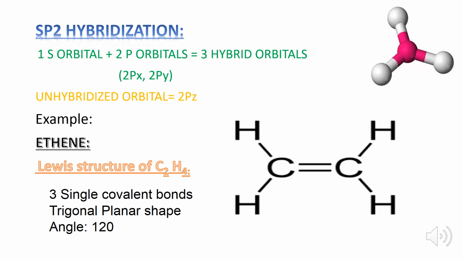Here the carbon forms 2 sigma bonds with the hydrogen atoms and 1 sigma bond with the carbon atom by head-on overlapping. And we know that when the central atom, carbon, forms 3 sigma bonds, the hybridization is sp2 hybridization, the shape is trigonal planar and the bond angle must be 120 degrees in this case.